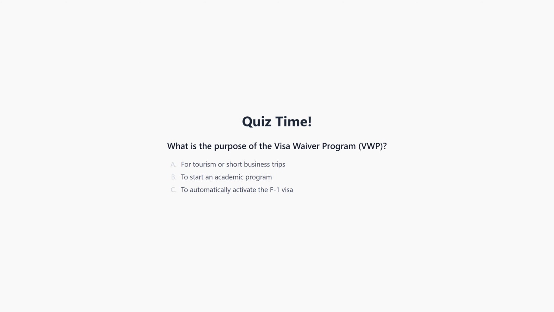What is the purpose of the Visa Waiver Program, VWP? Is it for tourism or short business trips, to start an academic program, or to automatically activate the F1 visa? You can pause the video now to think about your answer. We will discuss the answer in the next section.